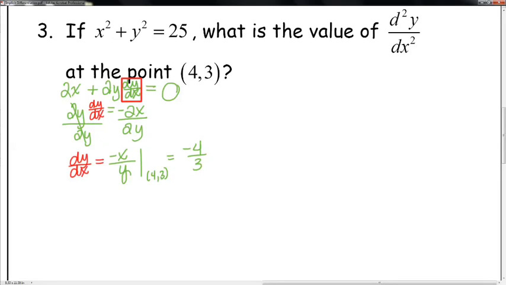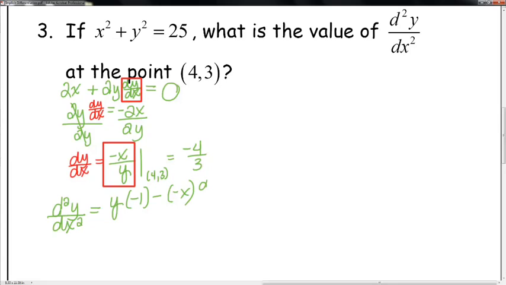Be careful, we're not done because I asked for the second derivative, so I'm going to use this first derivative right here and take the derivative again. So the second derivative gives me the second derivative of y with respect to x. I'm going to use my quotient rule. So low is y, so low times the derivative of high, which is negative 1, minus my high, negative x, times the derivative of low, which is the derivative of y with respect to x, so this will give me dy/dx, all over low squared, which will be y squared.